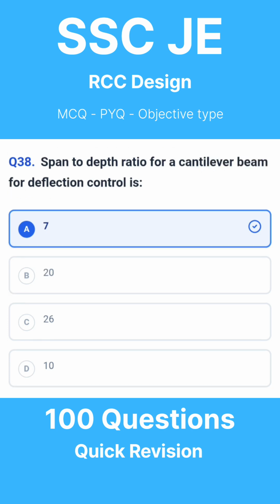Question 38. Span to depth ratio for a cantilever beam for deflection control is. The correct answer is 7. Question 39. Span to depth ratio for a continuous beam for deflection control is. The correct answer is 26.